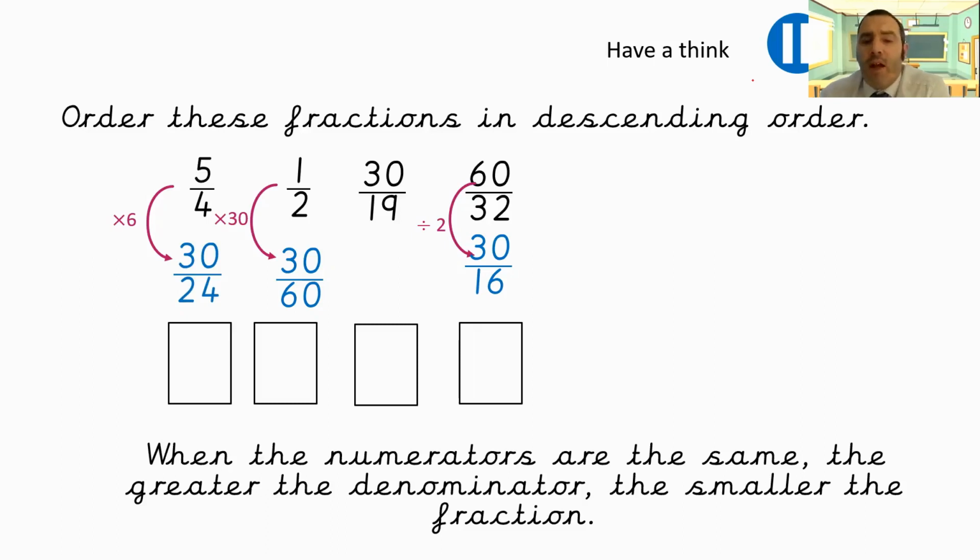Now, I need to look at my denominators and I need to work in descending order. So I need to find the largest one. So if I look along, the smallest denominator I've got is 16. So I need to remember the greater the denominator, the smaller that fraction. So the 16 is my biggest fraction. So 60 over 32 is my first one. So I'm going to cross that out. So remember, don't accidentally use it again. The next one is 30/16, then 5/4, and then 1/2. Well done if you got that.